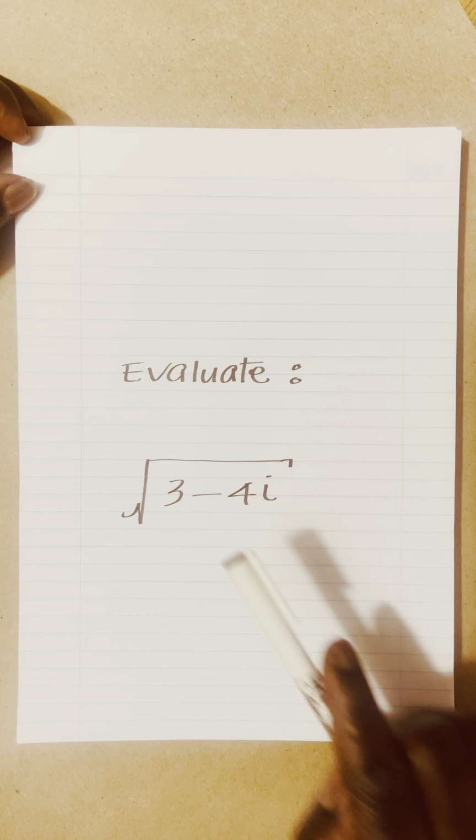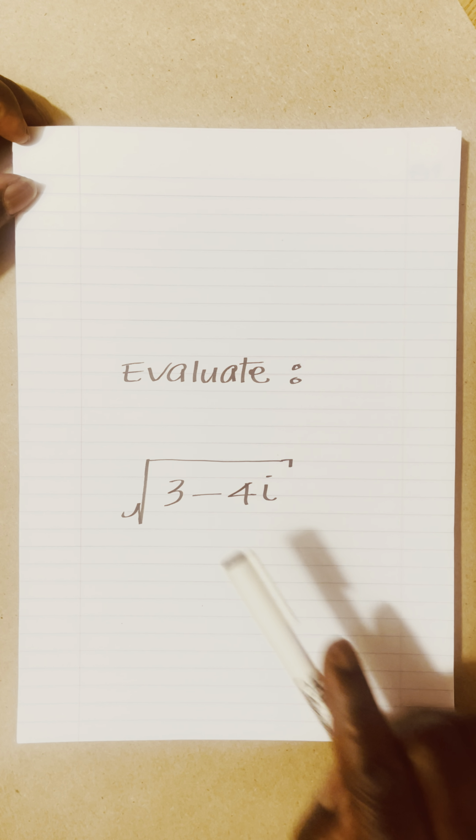Now, complex numbers always exist in the form of the real part and the complex part. So we are going to say, let the square root of 3 minus 4i be equal to some real number a, plus some real number b, times i. This is the complex part, and that's the real part. Now, our job is to find the values of a and b.